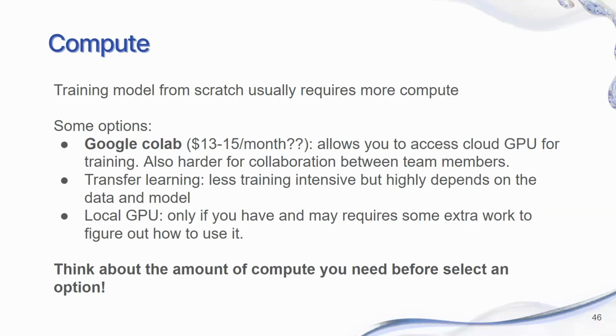And as we mentioned, the second option is transfer learning. You take someone else's model, which will significantly reduce the amount of training time and compute you need. But that's also very problem dependent. And technically for transfer learning, you still need training, right? So it's probably not a good idea to use a CPU on your local computer.